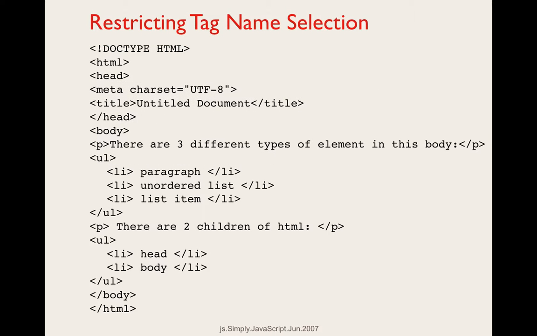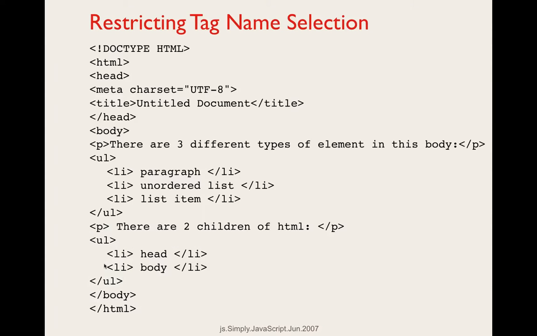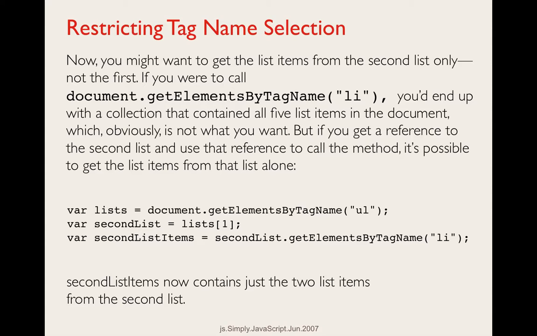So let's restrict our name tag selection by looking at two unordered lists in this document. Notice we've got our normal HTML, we've got our body tag, and we've got one unordered list, and we have another unordered list. You might want to get the list items for that second list only, not the first one. If you were to call document.getElementsByTagName li for list item, you'd end up with a collection that contained all 5 list items in the document, which is obviously not what you want.